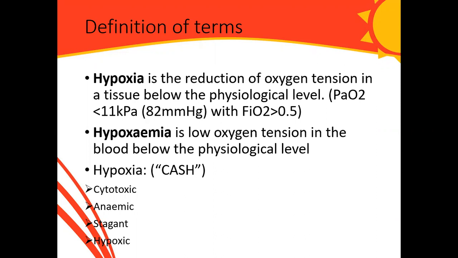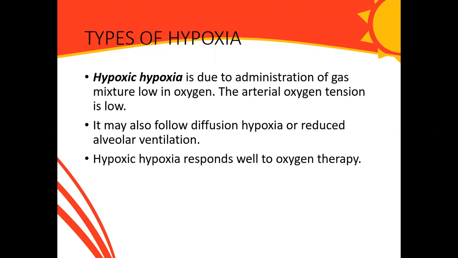Hypoxia can be classified basically into 4 major types that I call the mnemonic CASH. All right, we have cytotoxic hypoxia, anemic hypoxia, stagnant hypoxia, and hypoxic hypoxia. It's important for us to determine the type of hypoxia you're dealing with because it will impact on the therapy you want to institute. For instance, in hypoxic hypoxia, the arterial oxygen tension is low, and this type of hypoxia responds well to oxygen therapy.